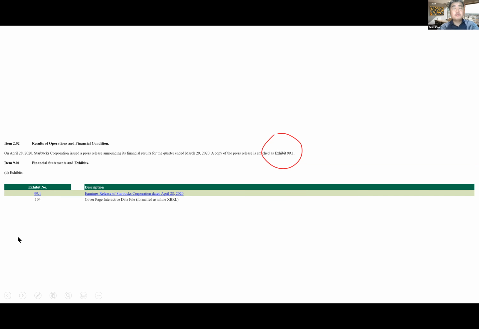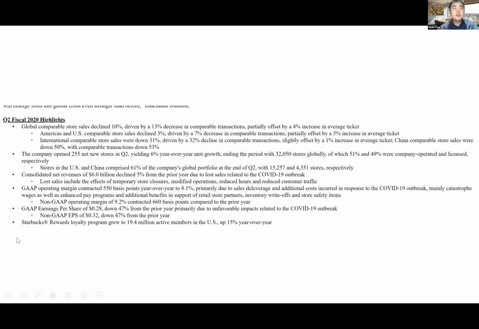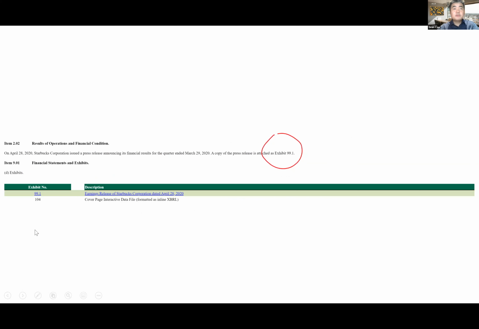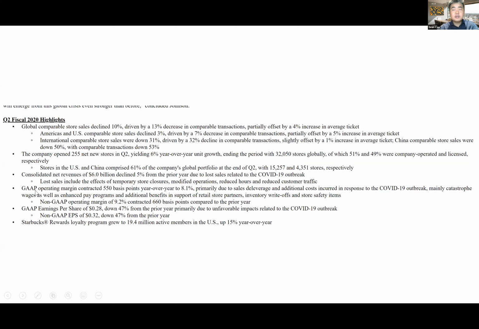So this is about item 2.02, and this is about Starbucks. Basically, you go to the 2.02, and you know this is exhibit 99.01, and then you click the 99.01 exhibit. This is what you see. You see the earnings, you see the sales, you see the GAAP and non-GAAP, you see a lot of stuff here. This is more timely than the quarterly and annual report.